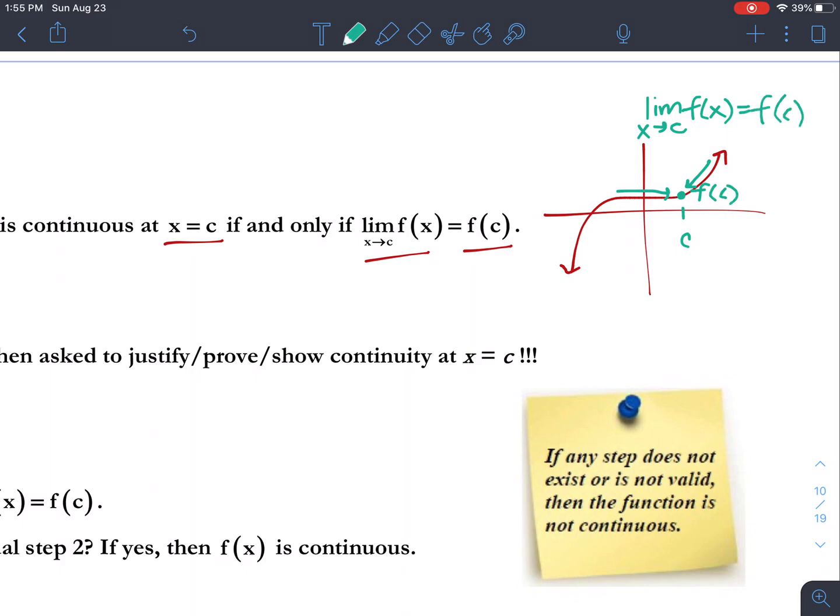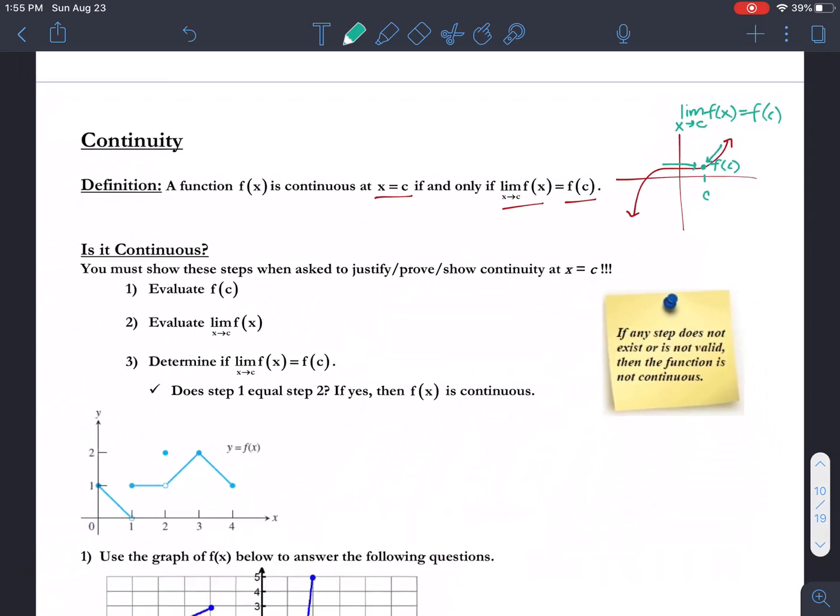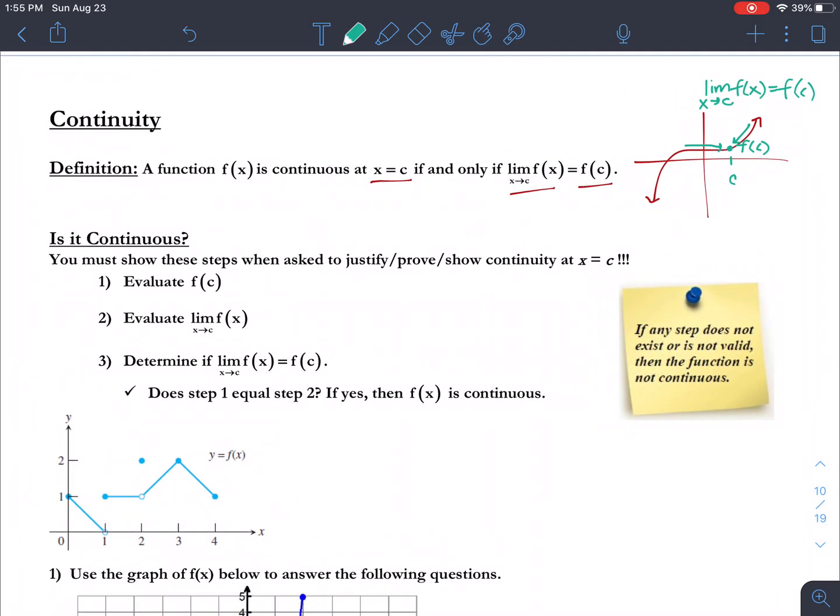Okay, so we'll talk about what a discontinuity is, and I think I've mentioned it before, so we're going to look at those below. To figure out if something is continuous, often you're going to have to justify it within an AP problem in a free response format. So you're going to have 3 steps every single time, unless one does not exist.